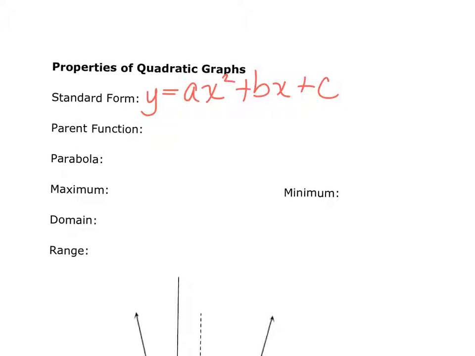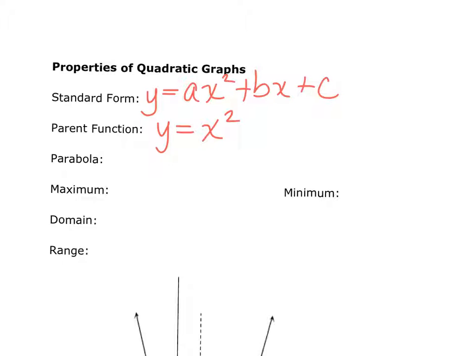The parent function of a quadratic, y equals x squared. So just like when we had lines, the parent function for a line is y equals x. The parent function for a quadratic is y equals x squared.